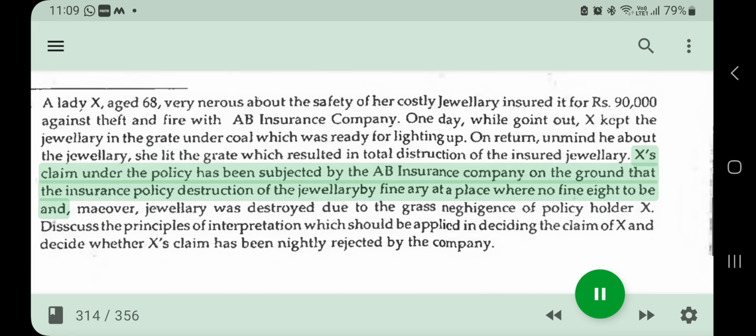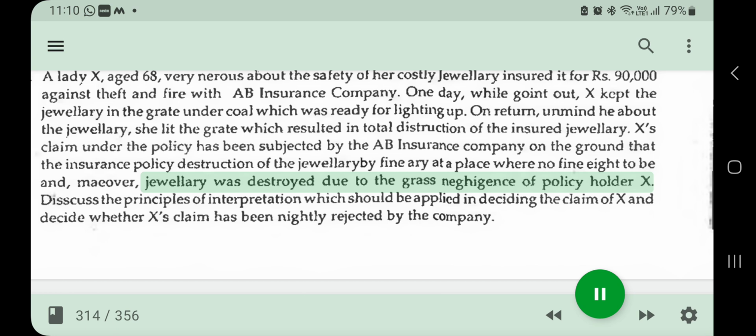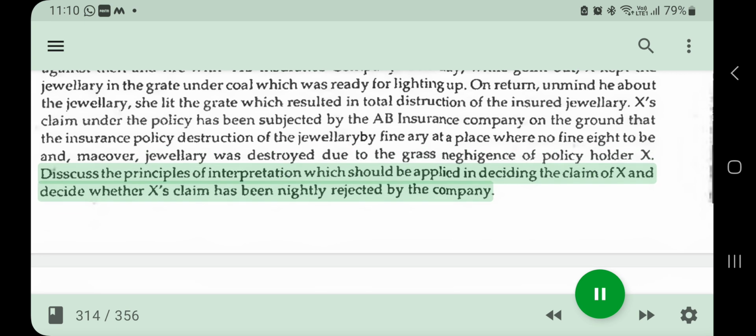X's claim under the policy has been rejected by AB Insurance Company on the ground that the insurance policy does not cover destruction of jewelry by fire at a place where no fire was meant to be and, moreover, the jewelry was destroyed due to the gross negligence of policyholder X. Discuss the principles of interpretation which should be applied in deciding the claim of X and decide whether X's claim has been rightly rejected by the company.